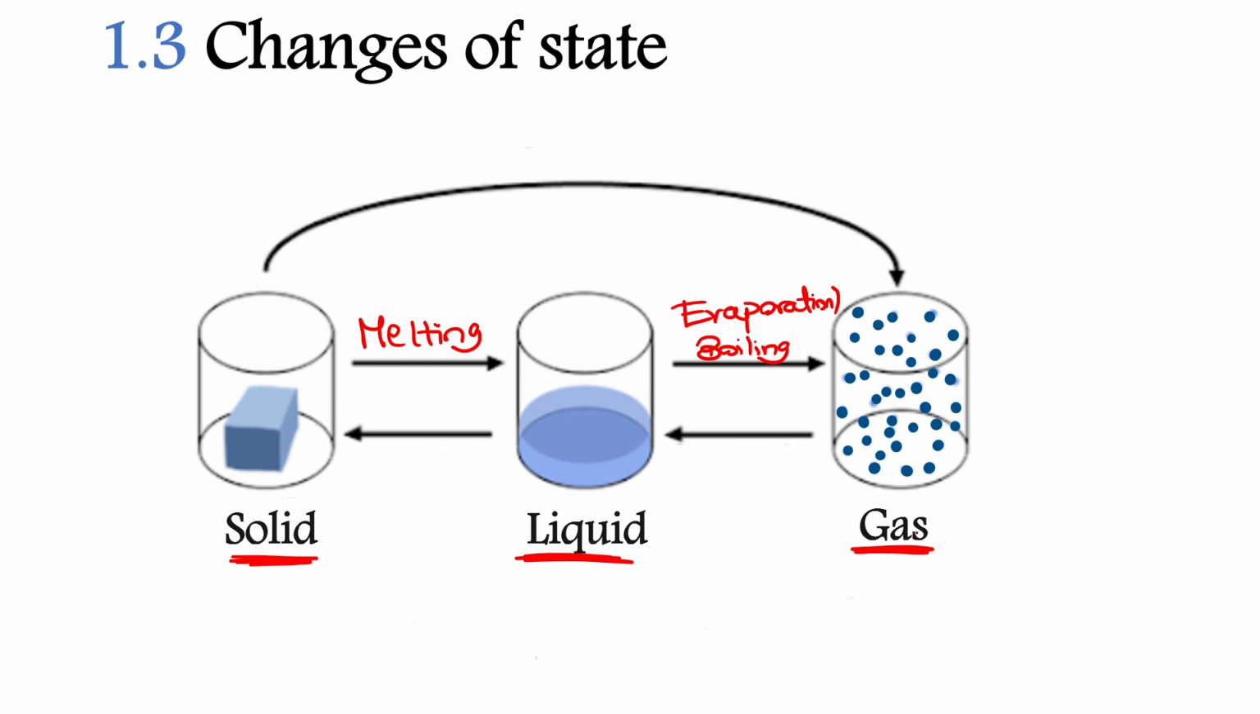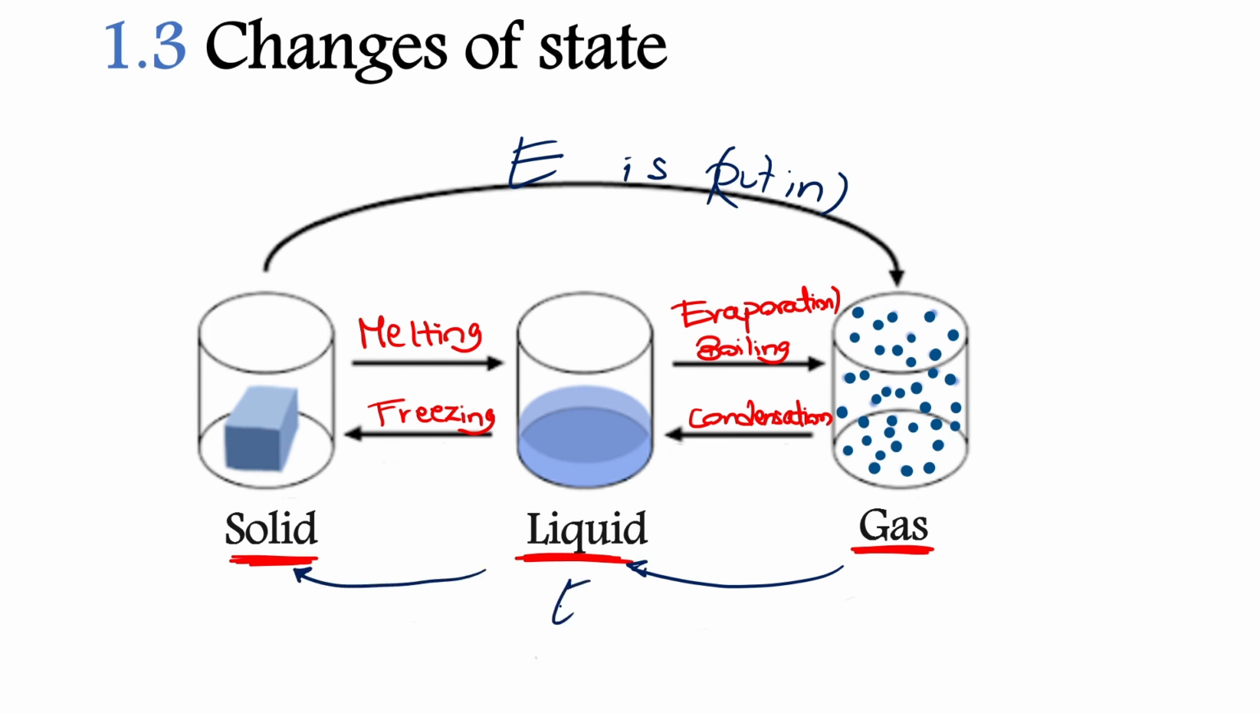When gas particles lose energy, the gas starts to condense. So the condensation process turns it into a liquid. When liquid particles lose energy, they start to freeze. So the process by which the liquid changes into a solid is called freezing. From solid to liquid to gas, energy is put in or given. From gas to liquid to solid, energy is given out.